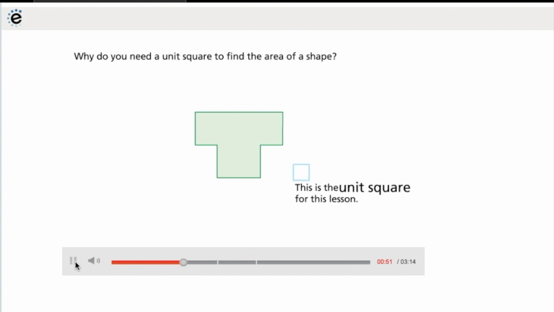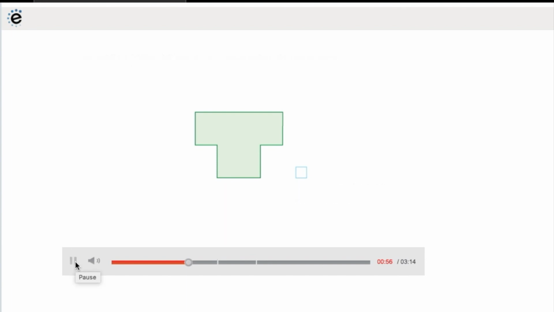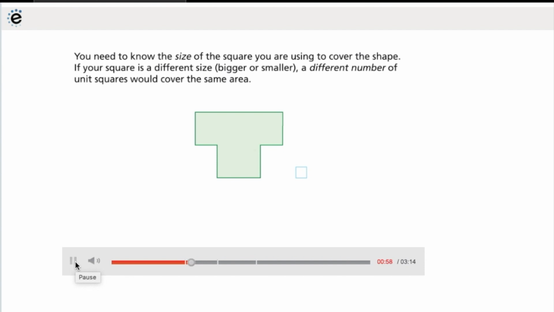Why do you need a unit square to find the area of a shape? You need to know the size of the square you are using to cover the shape. If your square is a different size, bigger or smaller, a different number of unit squares would cover the same area.